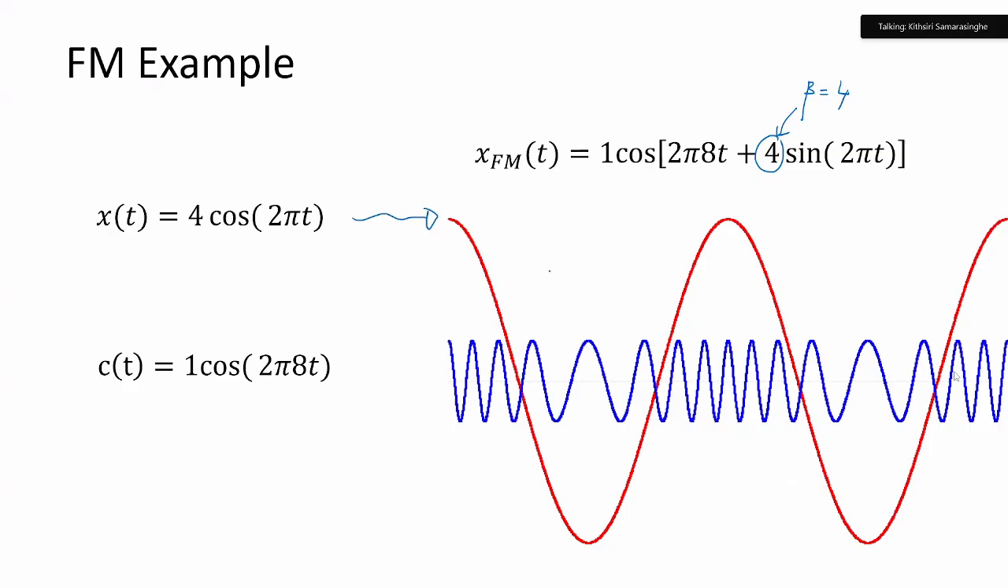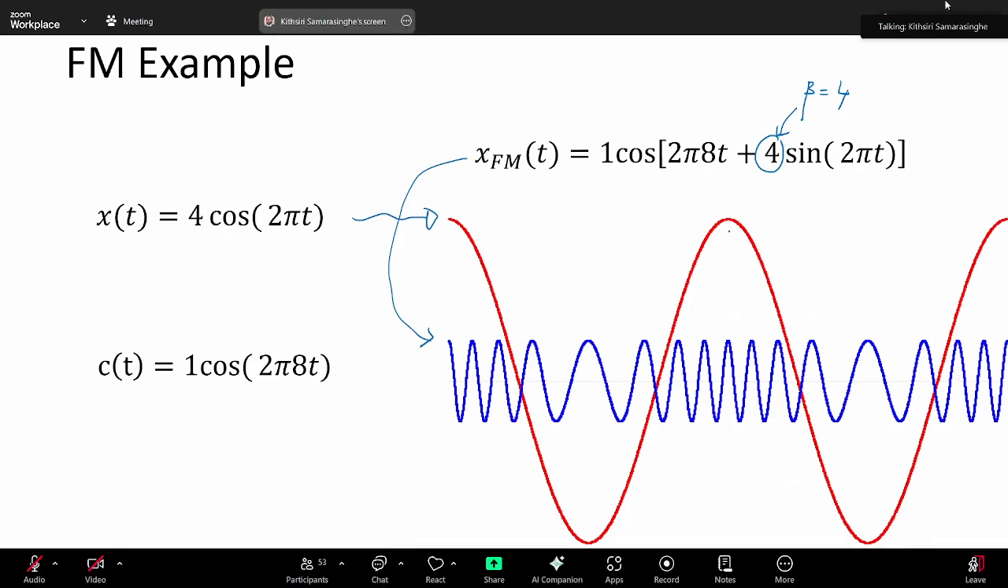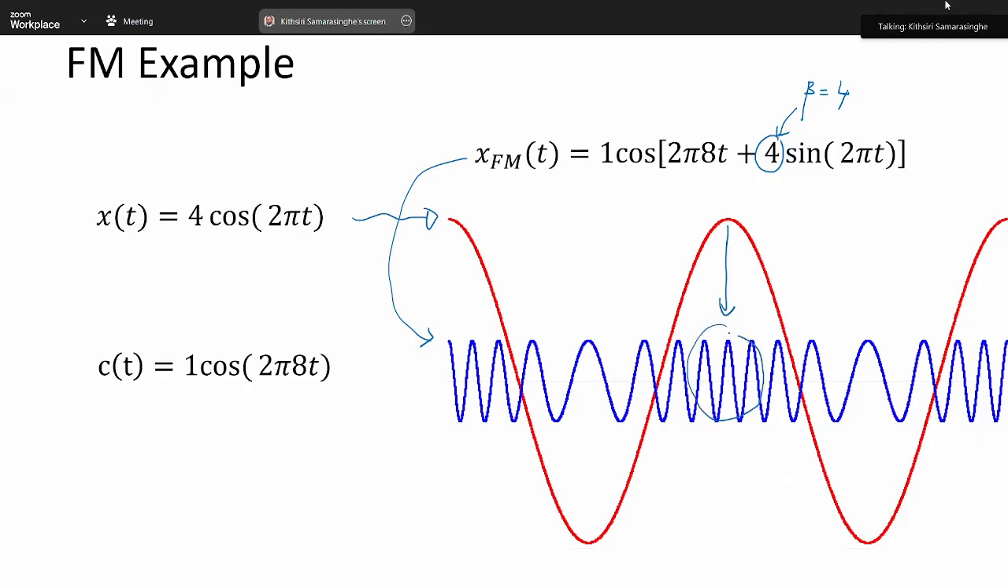After modulation, x_FM(t) will be like this. You can notice with the positive peaks, higher rate of change here. Frequency has increased. With the negative peak, frequency has decreased by delta F. The frequency at this point is Fc plus delta F. Frequency at this point of time is Fc minus delta F. The blue waveform is the modulated one.